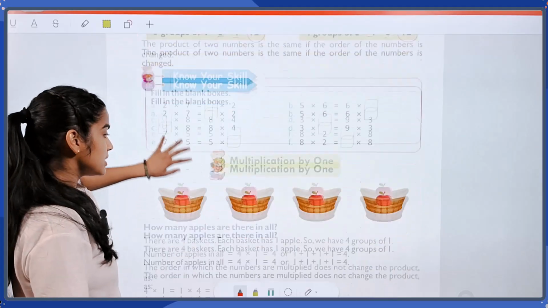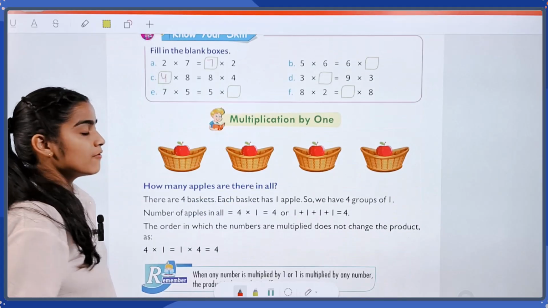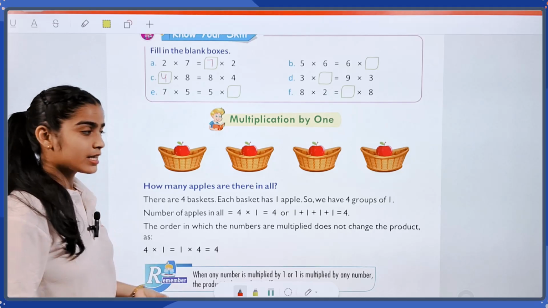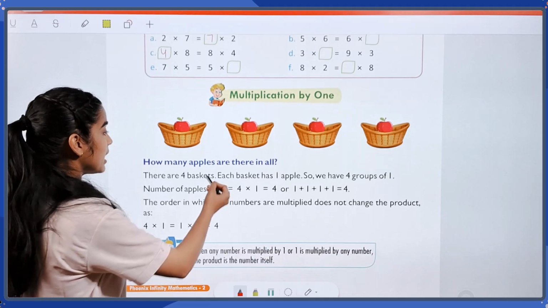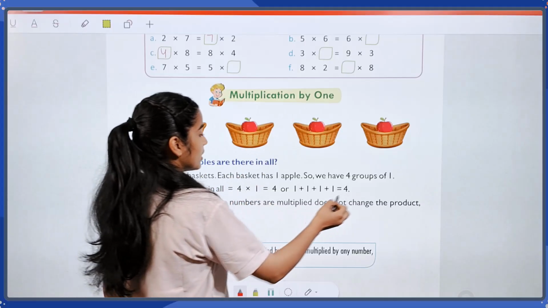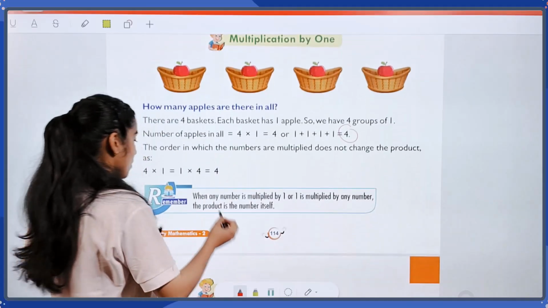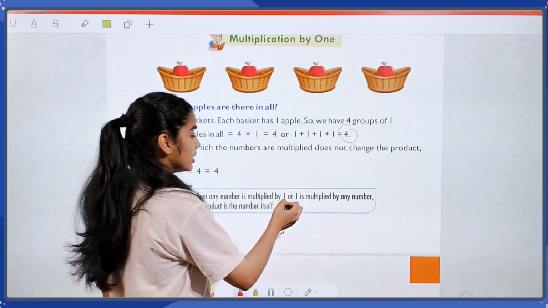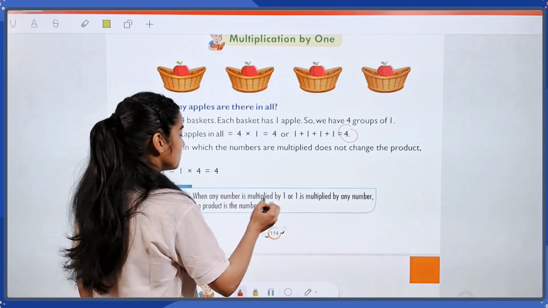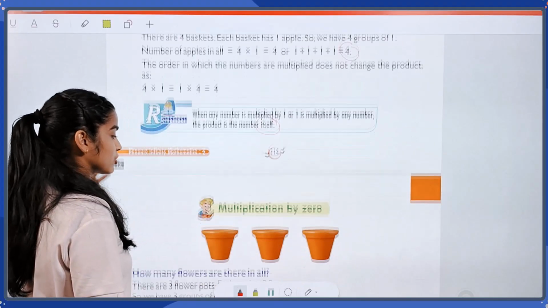Okay students, now multiplication by 1. Whenever we multiply any number with 1, we get the same number itself as the product. So how many apples are there in all? 1, 2, 3, 4. So 4 multiplied by 1 is 4. When any number is multiplied by 1, or 1 is multiplied by any number, the product is the number itself. Okay, always make sure.